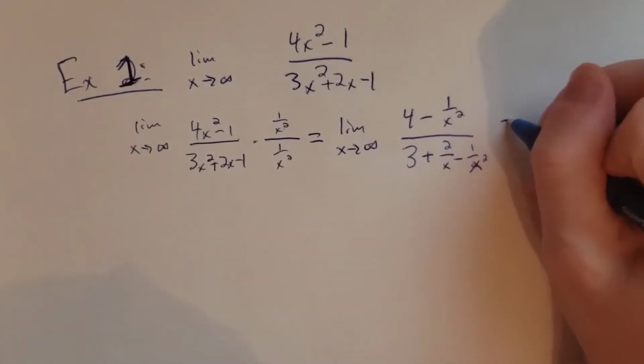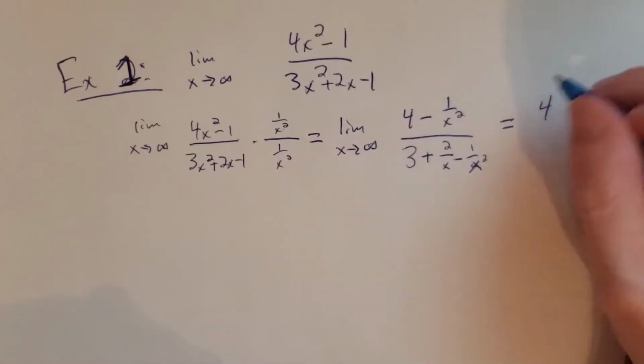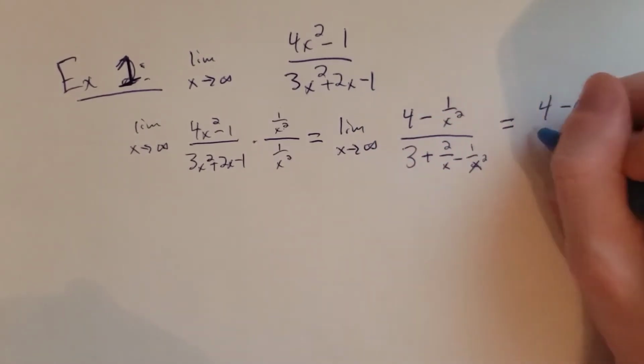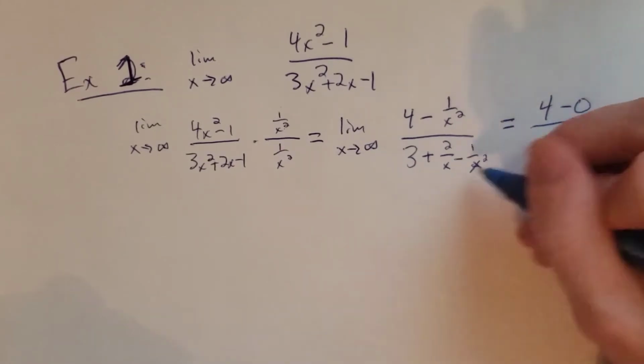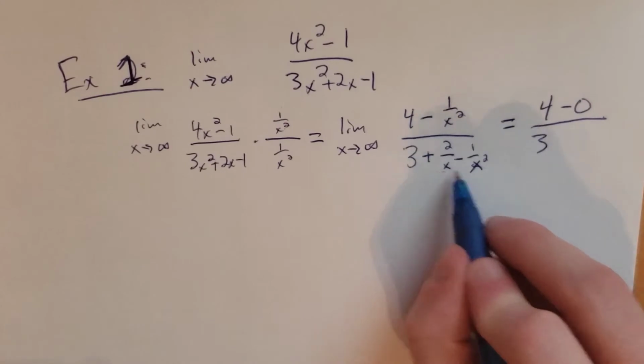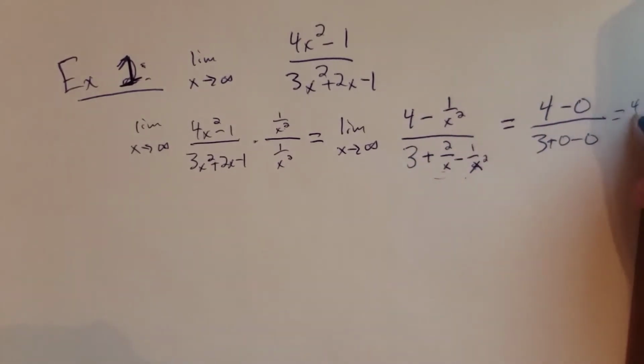All right, and then limit as x goes to infinity of 4 is 4. Limit as x goes to infinity of negative 1 over x squared, well, that goes to 0 all the time, so this is 0. Then we keep going. Limit as x goes to infinity of 3 is 3. These two terms will both approach 0. So we, in fact, get 4/3 here.